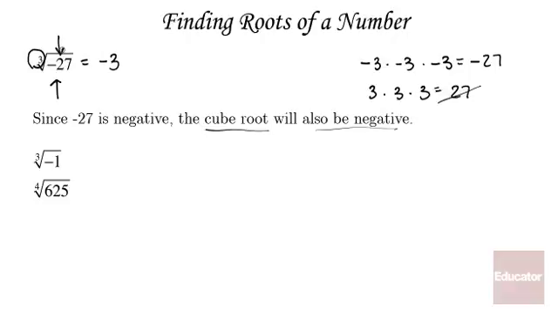Let's try a couple more examples. This would equal negative 1, because negative 1 times negative 1 times negative 1 will give you negative 1. So the cube root of negative 1 is negative 1.